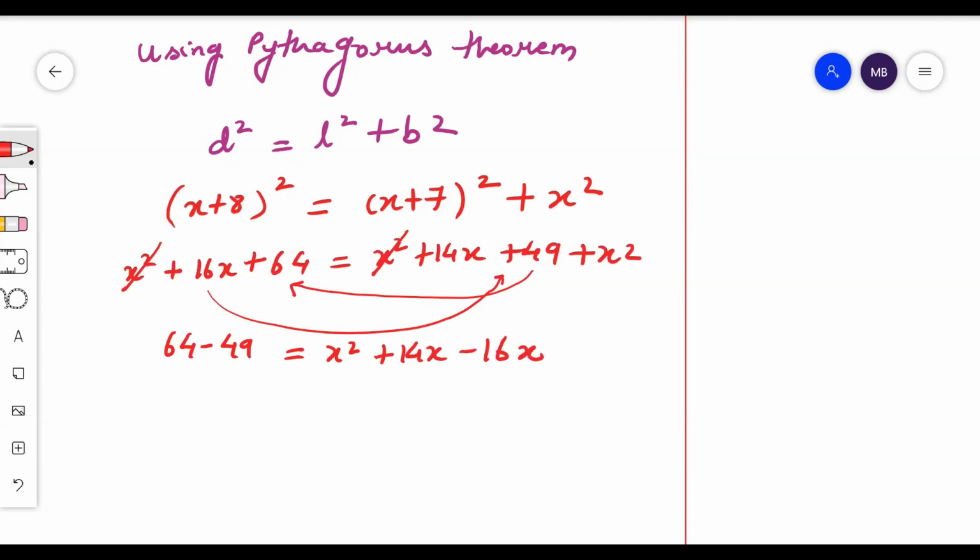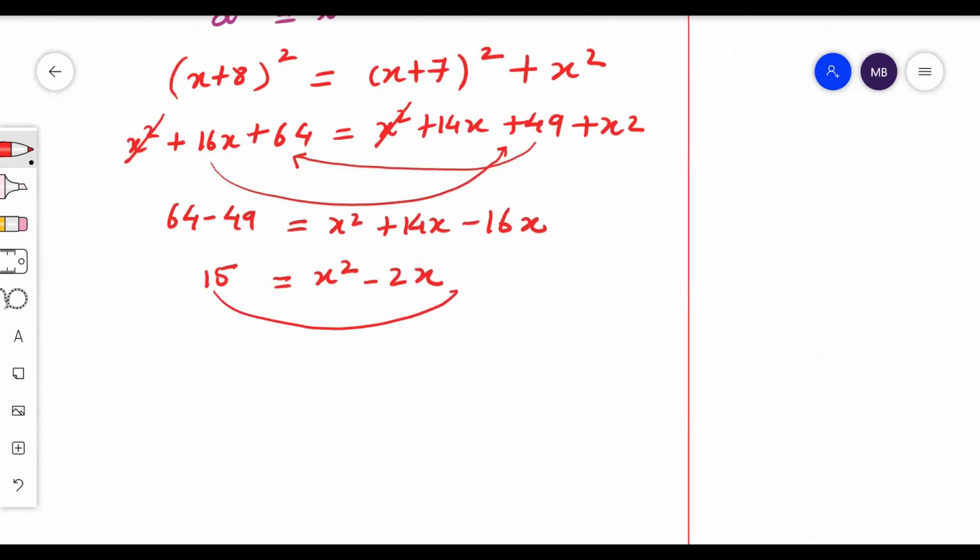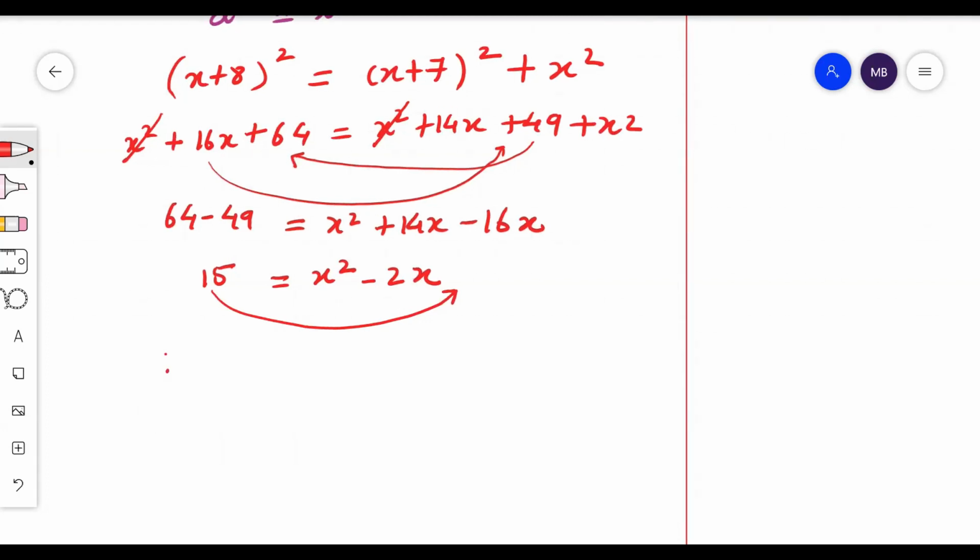Okay, so 64 minus 49 is 15. So this is 15 equal to x square minus 2x. Now let us just transpose this one as well. So what do we have? x square minus 2x minus 15 equal to 0.